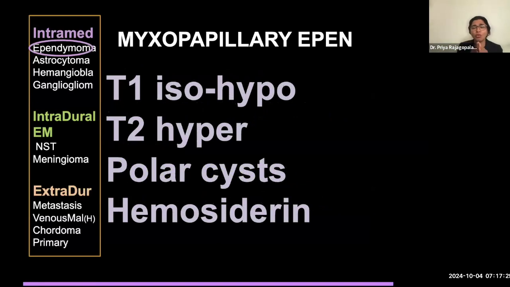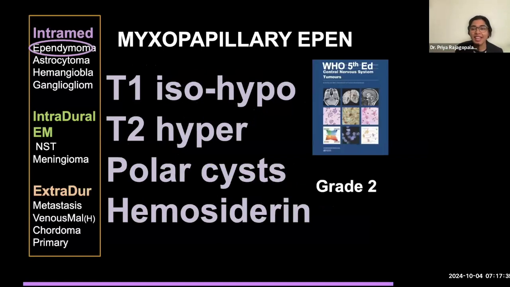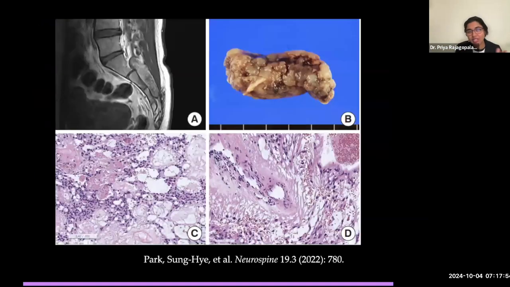And these again are very bright lesions. They also can have cysts and they also bleed and can have hemosiderin. And then these are classified as grade 2 by the recent WHO classification because they tend to recur. The clinical pattern is that it leaves behind some residue and it comes back. These tumors tend to come back and recur, and so they are classified as grade 2.